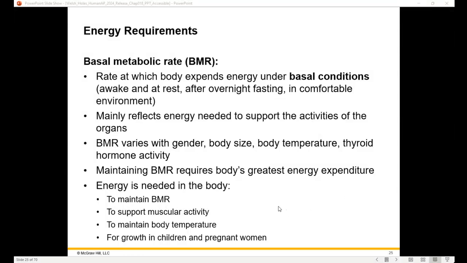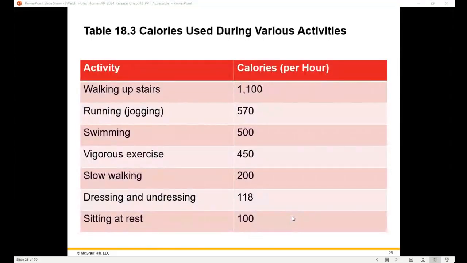Energy is needed in the body to maintain BMR, to support muscular activity, to maintain body temperature, and for growth in children and pregnant women. This table shows you calories used during various activities.